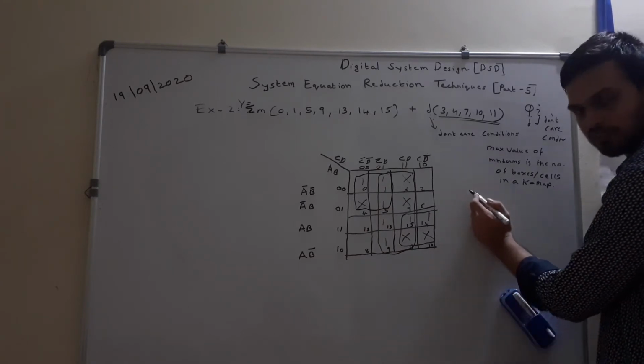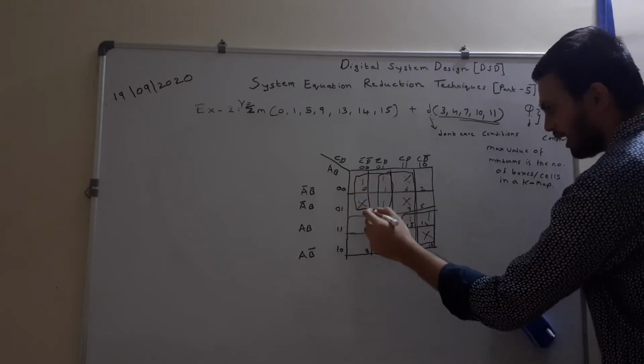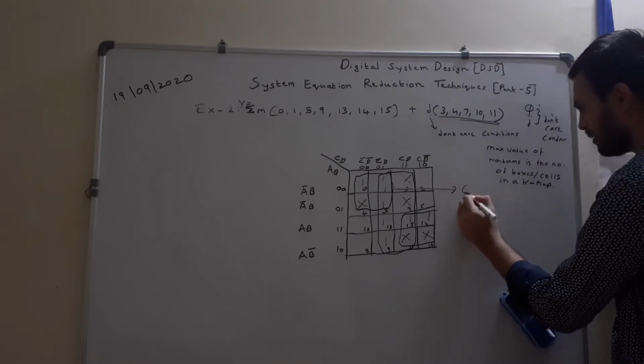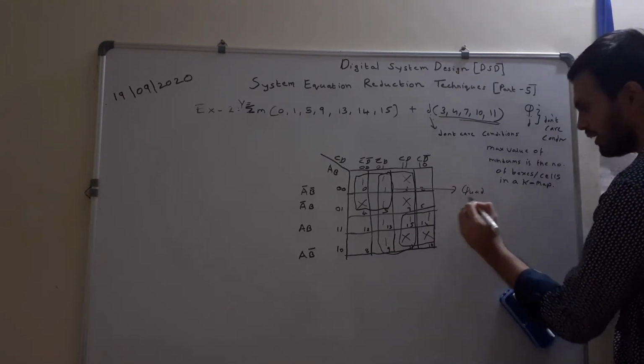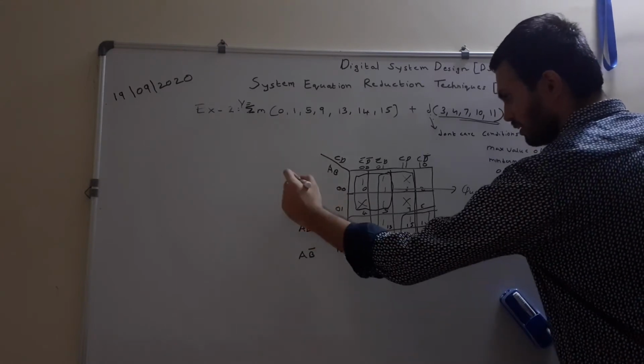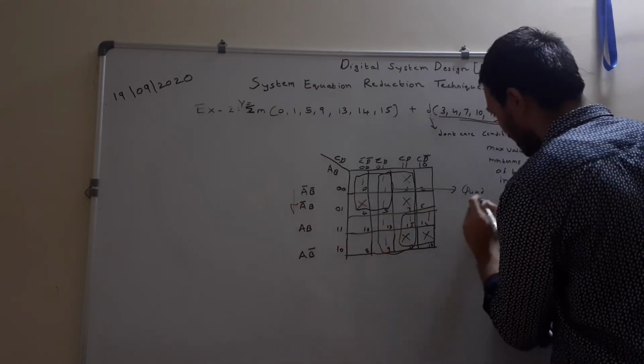Now let's start simplifying it. So this particular quad we are having. What is the quad value? From this quad, which term do we get? Now see, this is A bar B bar and A bar B, so this is moving horizontally like this. Whichever term is constant will remain in our term.